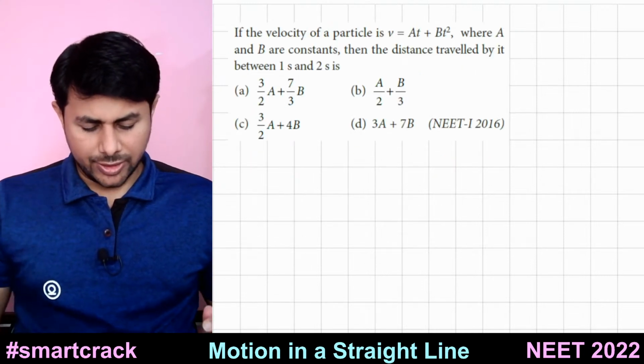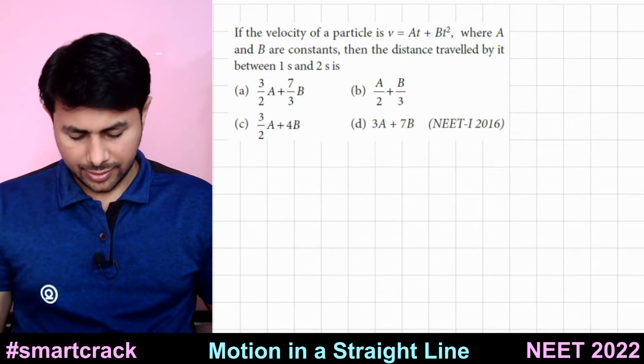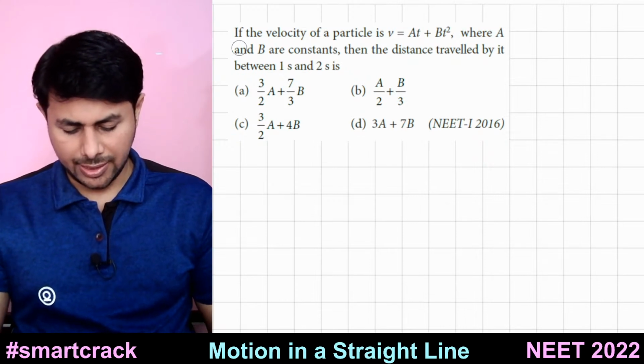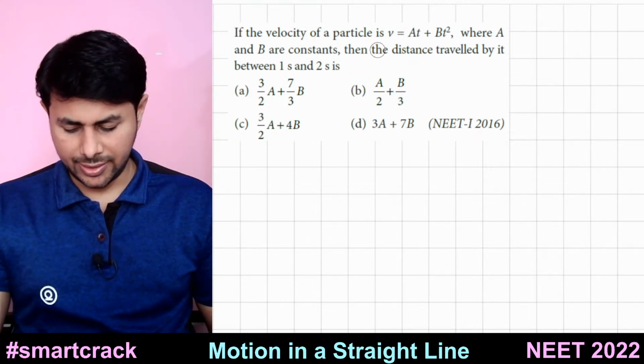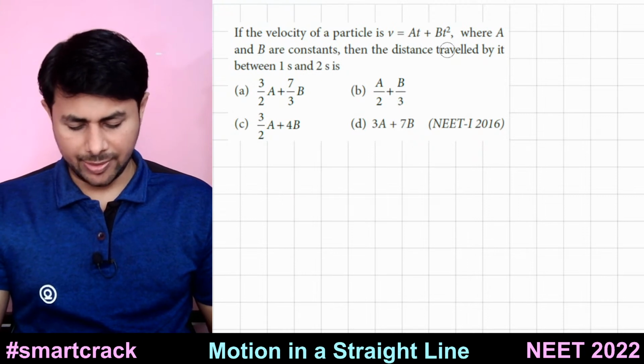So let's move on to the next problem. Next problem is, if the velocity of a particle is v equals to at plus bt square.